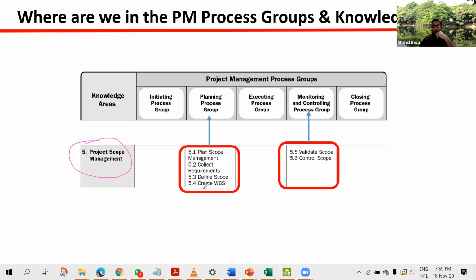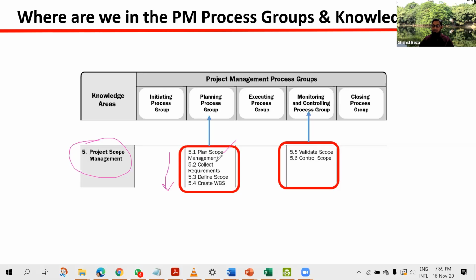Generally, when we do practical project management, we follow these 4 sequentially. First, we need to plan scope management. What is plan scope management? The main purpose of plan scope management is how we are going to collect requirements, how we are going to define our scope, who will be involved, when we will do it, what documents we will use, and what the templates will be. These things will be planned here in this document. So the output of this process will be a scope management plan.